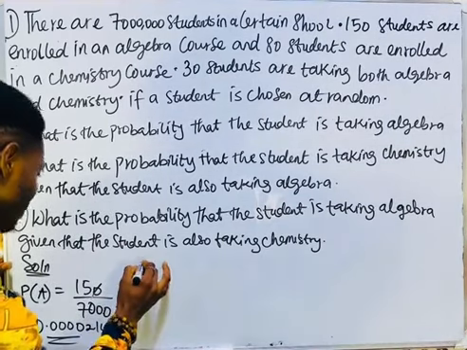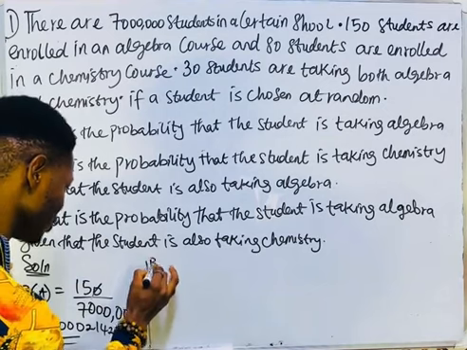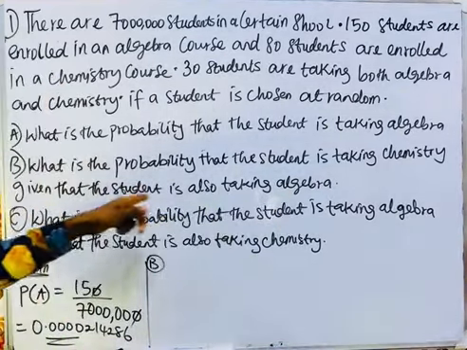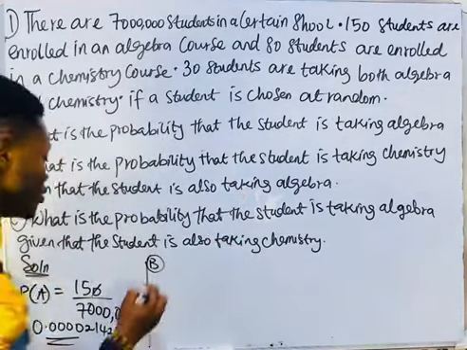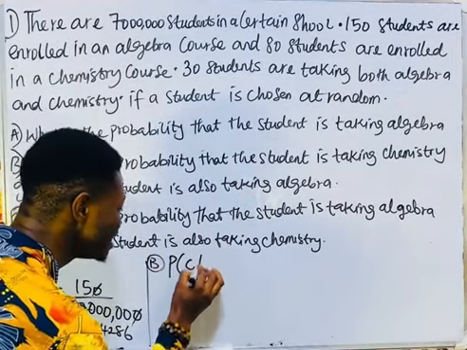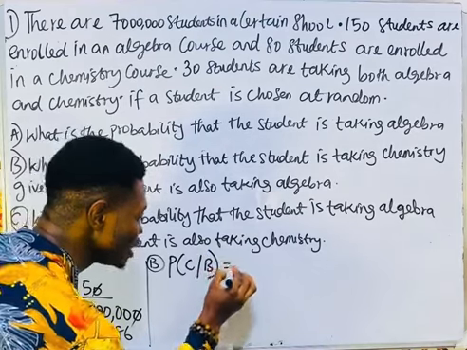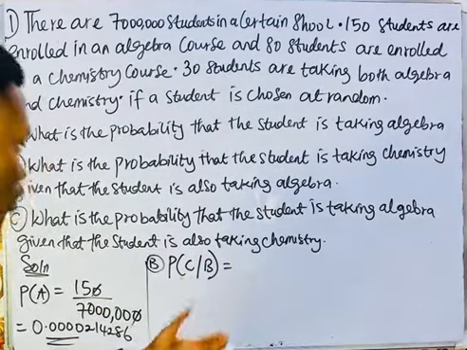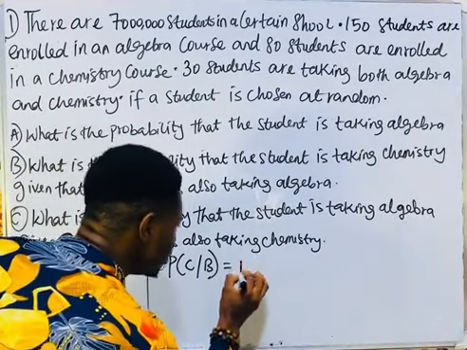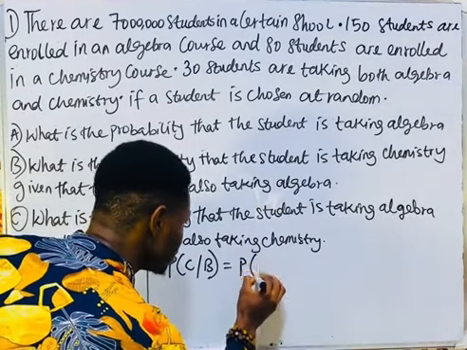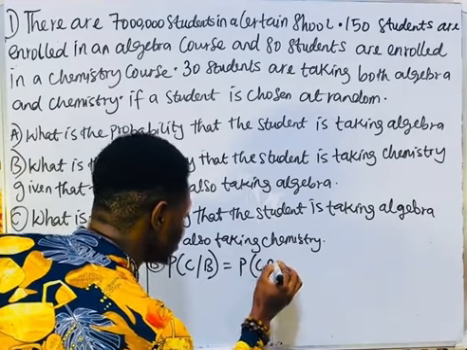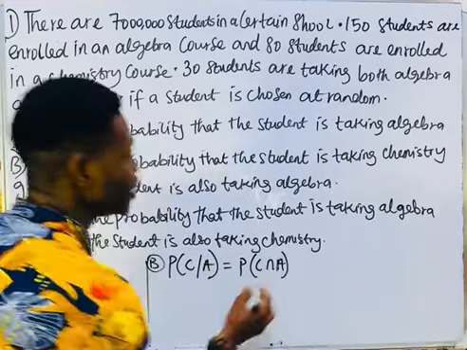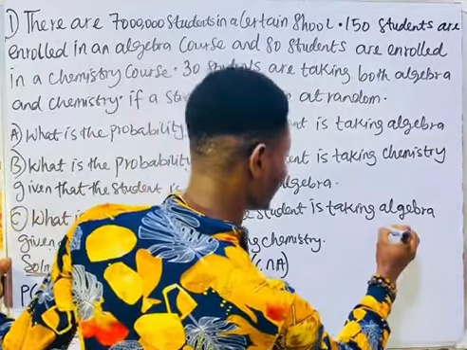So for the B aspect of the question, we said, what is the probability that the student is taking chemistry given that the student is also taking algebra? So the probability of the student taking chemistry given that the student is also taking algebra. If you like, you can solve it using the shortcut, but let's solve it with the normal formula. So it will be the probability of chemistry intersection algebra. Let me draw this on a Venn diagram for you.